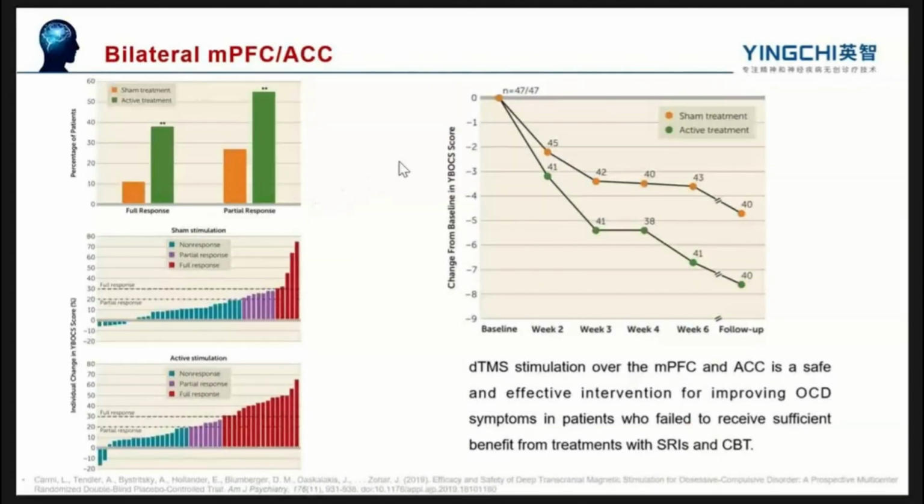And the results of this study, we can see from this figure that in full response rate, the active treatment has a significantly higher response rate than the sham treatment. And also we can see this significant difference in the partial response. And this means that the DTMS stimulation over the medial prefrontal cortex and the anterior cingulate cortex is a safe and effective intervention for improving OCD symptoms in patients who fail to receive sufficient benefit from treatments with medicine and CBT therapy.